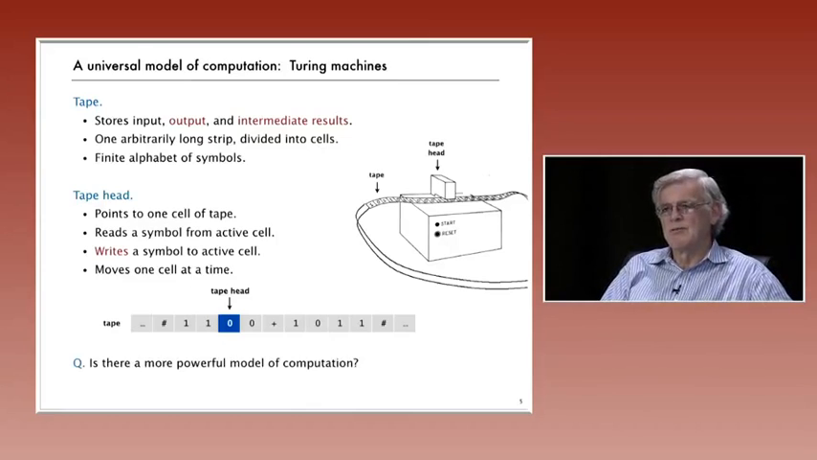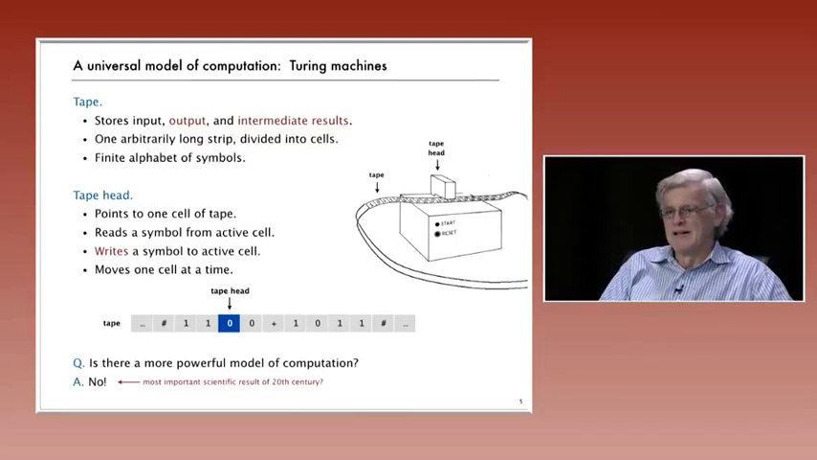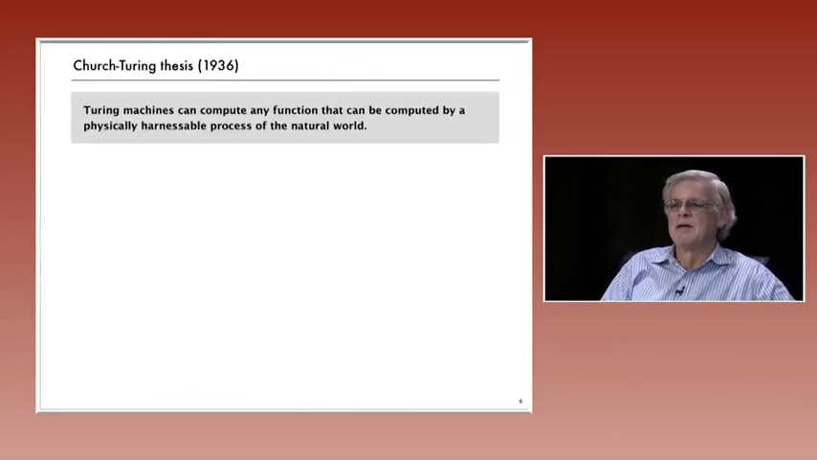And now the question is, is there a more powerful model of computation than this one? And the remarkable fact is that Turing answered this question in the 1930s. Actually, he did the work just before he got here to Princeton and then finished the paper. The answer is no, there's no more powerful model of computation. In fact, many have hailed this as the most important scientific result of the 20th century, because it tells us really what we need to know about the power of the machines that we build.